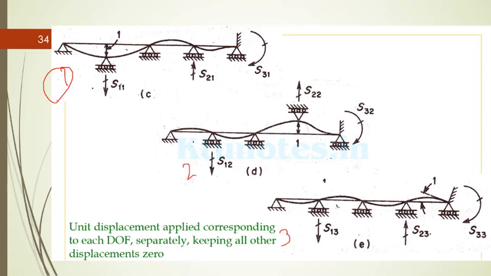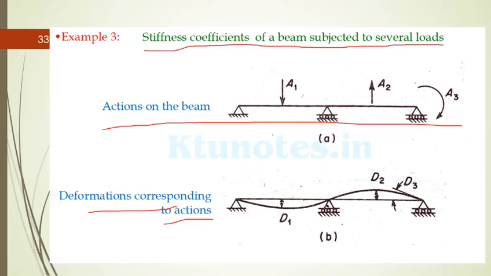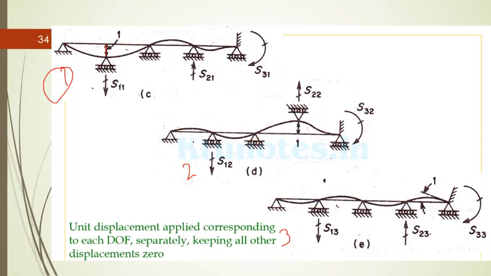When you deal with case 1, you should give the unit displacement at position 1. D1 is a vertical displacement, D2 is a vertical displacement, D3 is a rotation, right? So when you give unit displacement at the first position, please note that the displacement at the second position and the rotation at the third position should be 0, because we are giving unit displacement only for the first action point.